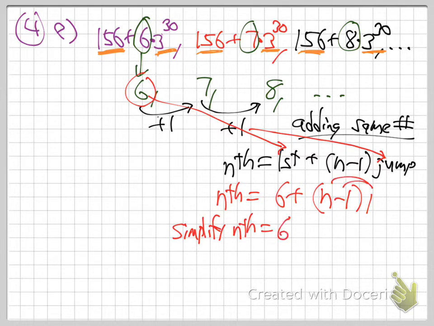Distribute this. And so that's n plus 5, isn't it? Right? 6 minus 1 makes 5. So n plus 5.